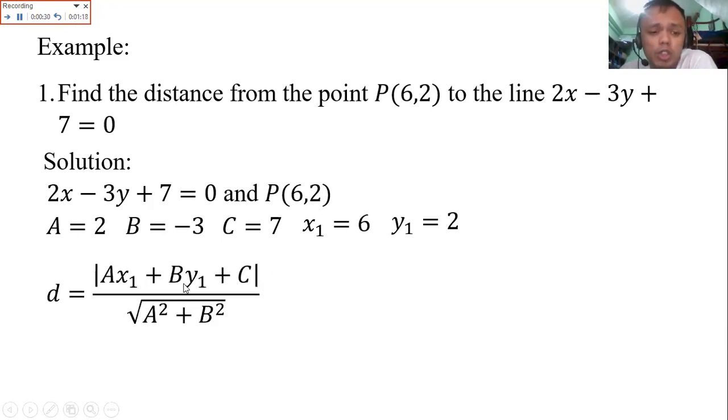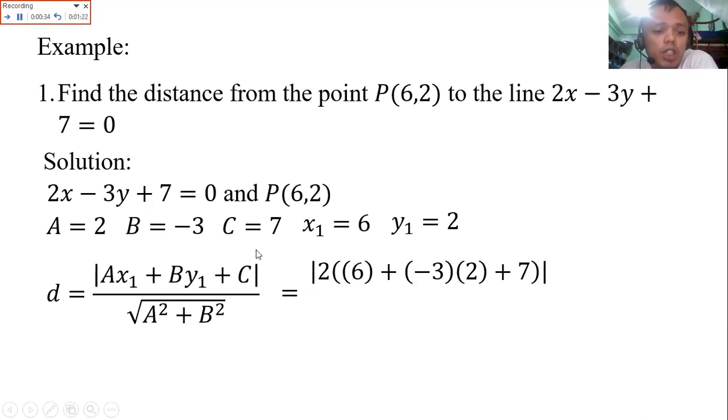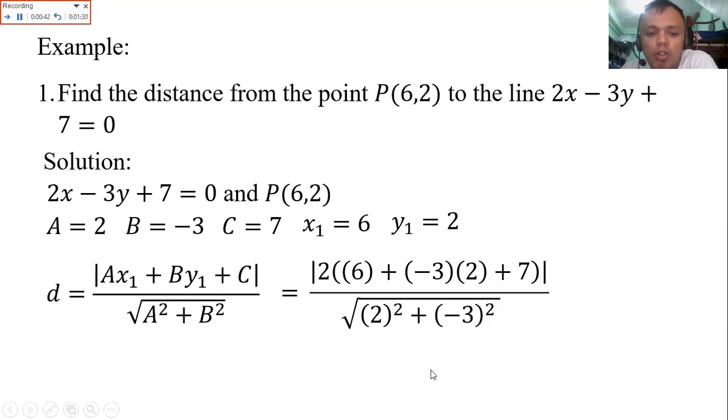Then substitute it to this formula. Your A is 2 times your X of 1 is 6 plus B is negative 3, your Y of 1 is 2 plus your C is 7 all over by your A again is 2. So we have 2 squared here plus your B is negative 3. Then we have negative 3 squared. Simplify natin. I-perform natin lahat ng mga operations.